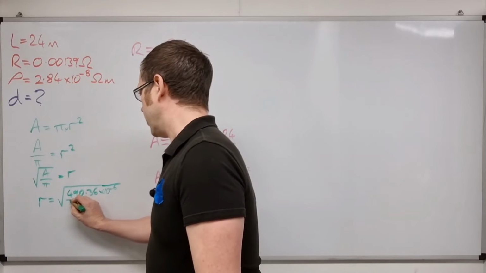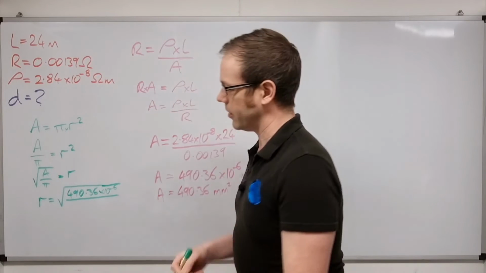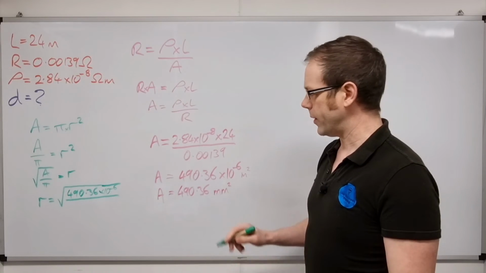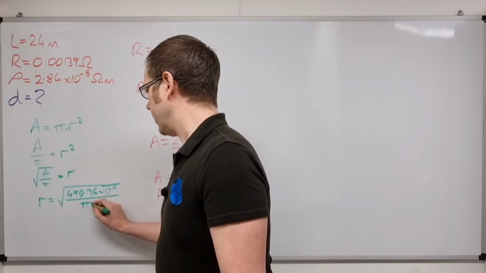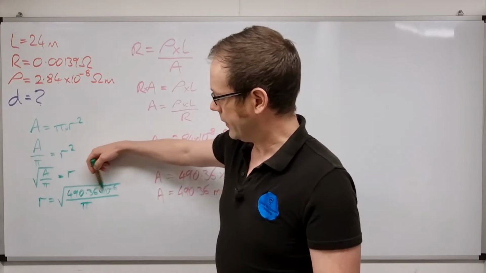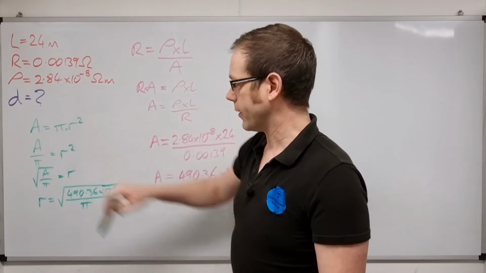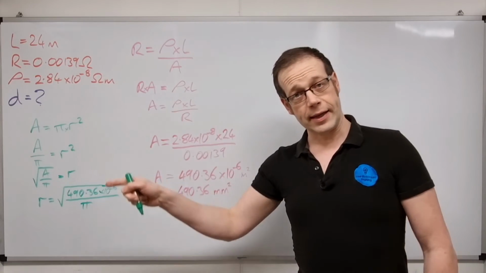Okay, it's always good just to be consistent with this kind of thing so you don't throw your answers off a little bit. And then we're going to divide that by pi. So we've just replaced the letter A for the area that we calculated a moment ago. Right, back to the calculator.